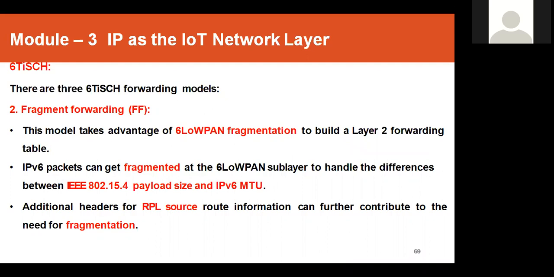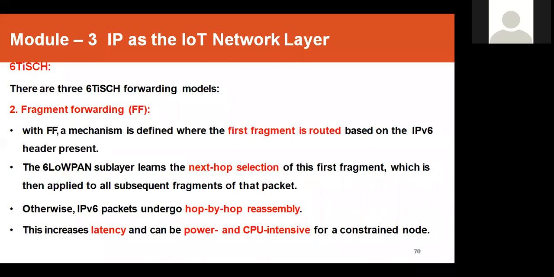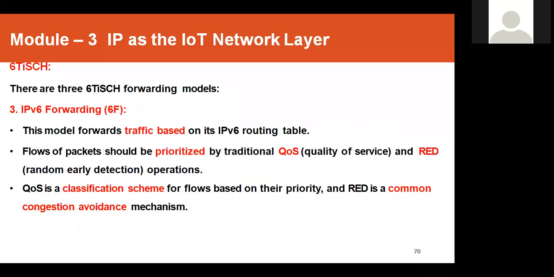The second one is fragment forwarding. So that means it will divide the payload, what we call the payload size. If it is 2048, 127, or any size it can be. So the payload can be fragmented. That means the IPv6 packets can get fragmented at this layer to handle differences in the payload size we use, the MTU, maximum transmission unit. So that means MTUs can be divided so that then we can forward them. Okay, that's the thing which it continues.